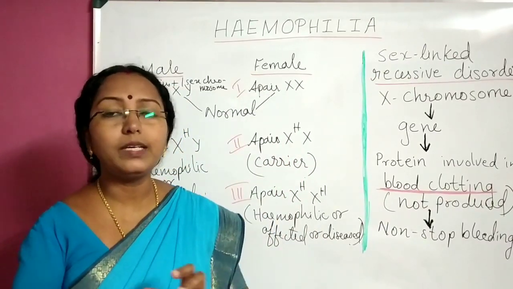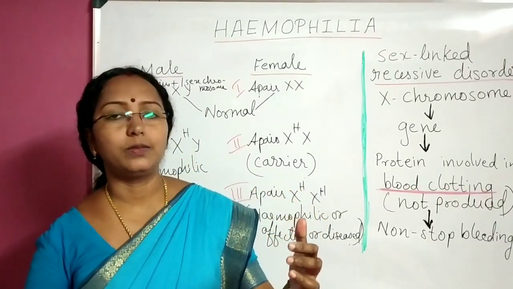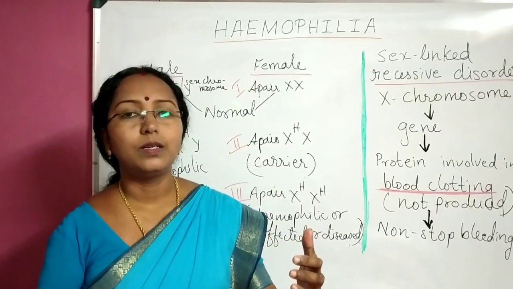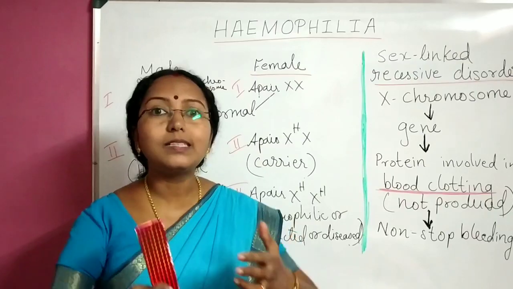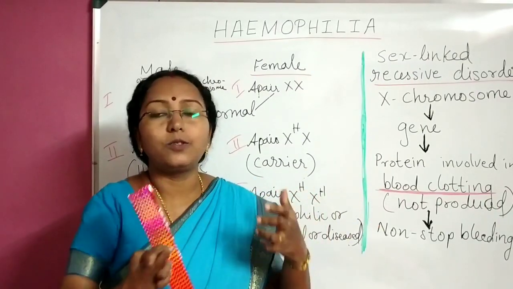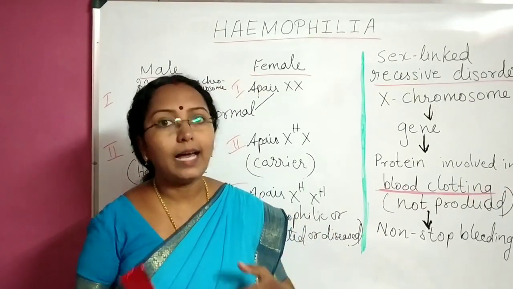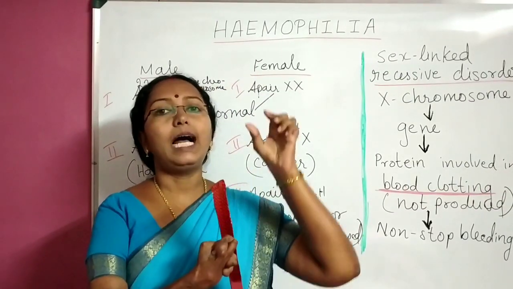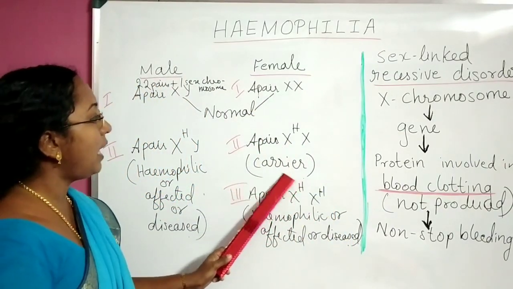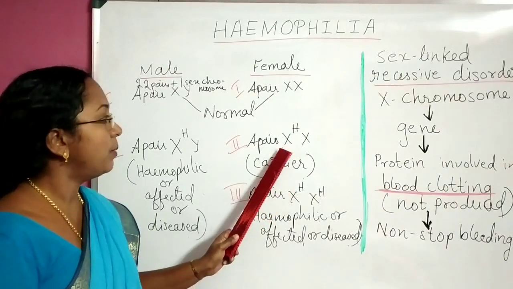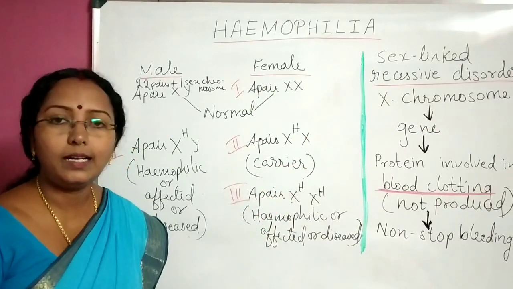So in this case we cannot write the term normal, and we cannot write the term affected either. So what do we do? We write that the individual is a carrier. It is carrying the defective X chromosome. But it is not affected and it is not normal either. It is carrying the X chromosome having the defective gene. So in this case we use the word carrier. In the second case, if among the two one X chromosome is affected, we use the term carrier.